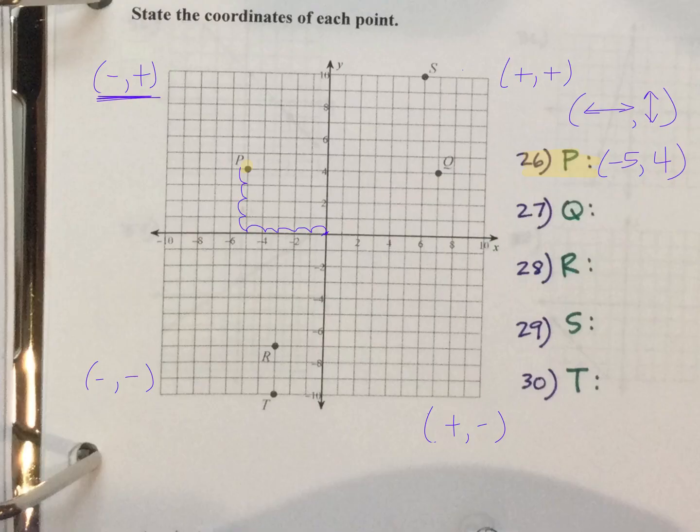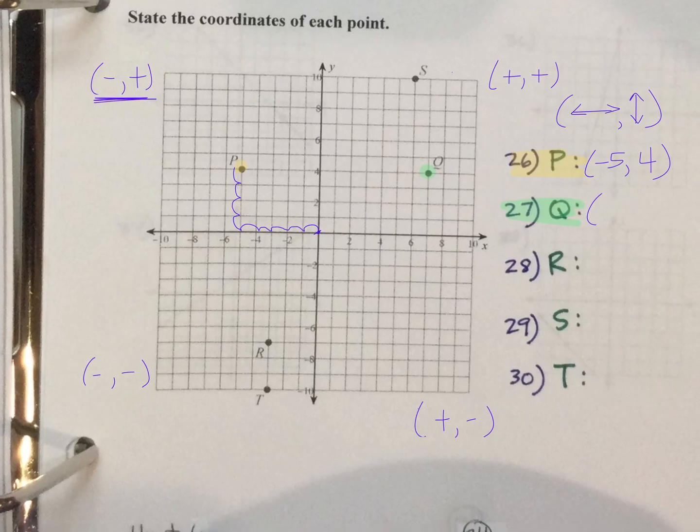To find Q, Q is right here. Everything's going to be positive. So I'm going to start by going to the right. 1, 2, 3, 4, 5, 6, 7. And then I got to go up. 1, 2, 3, 4.